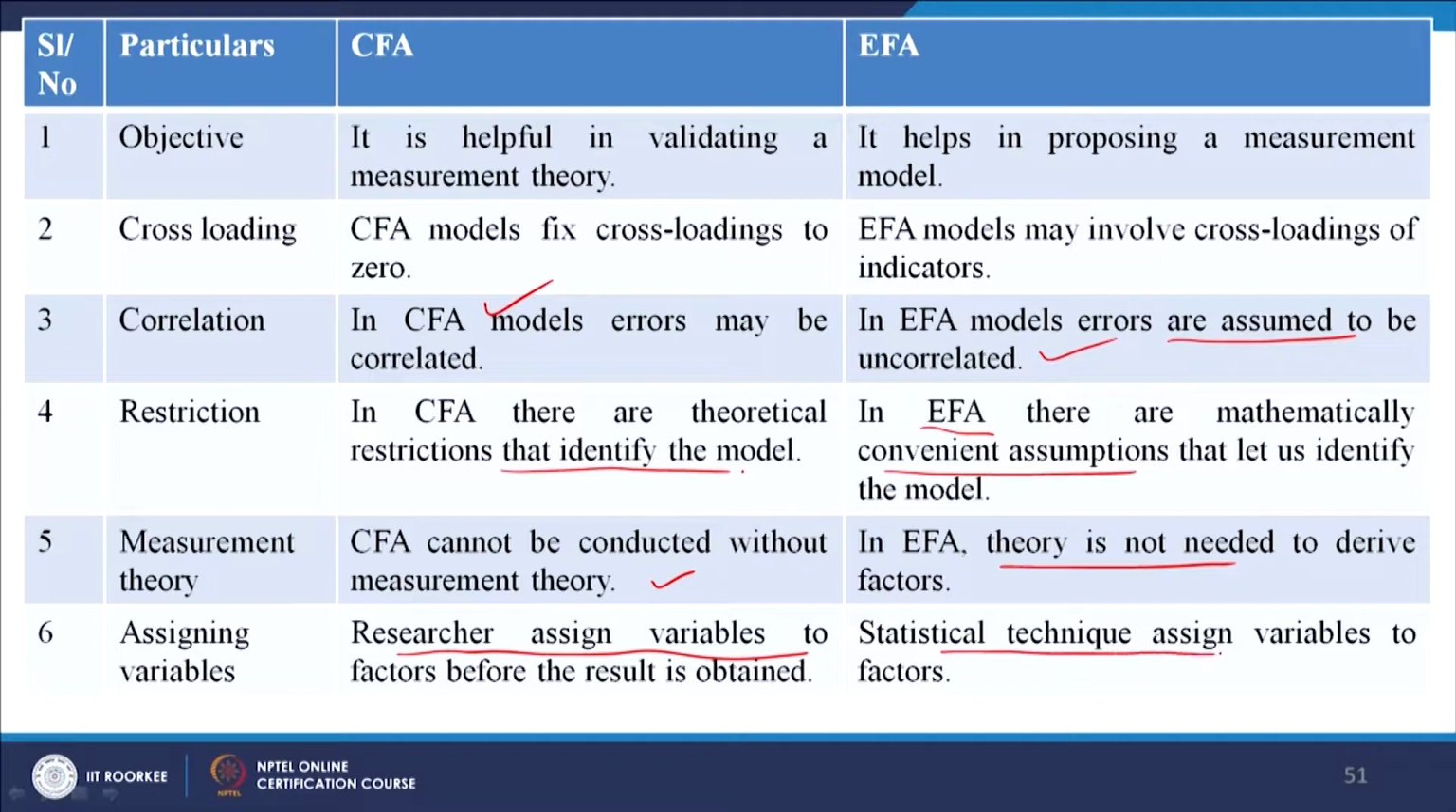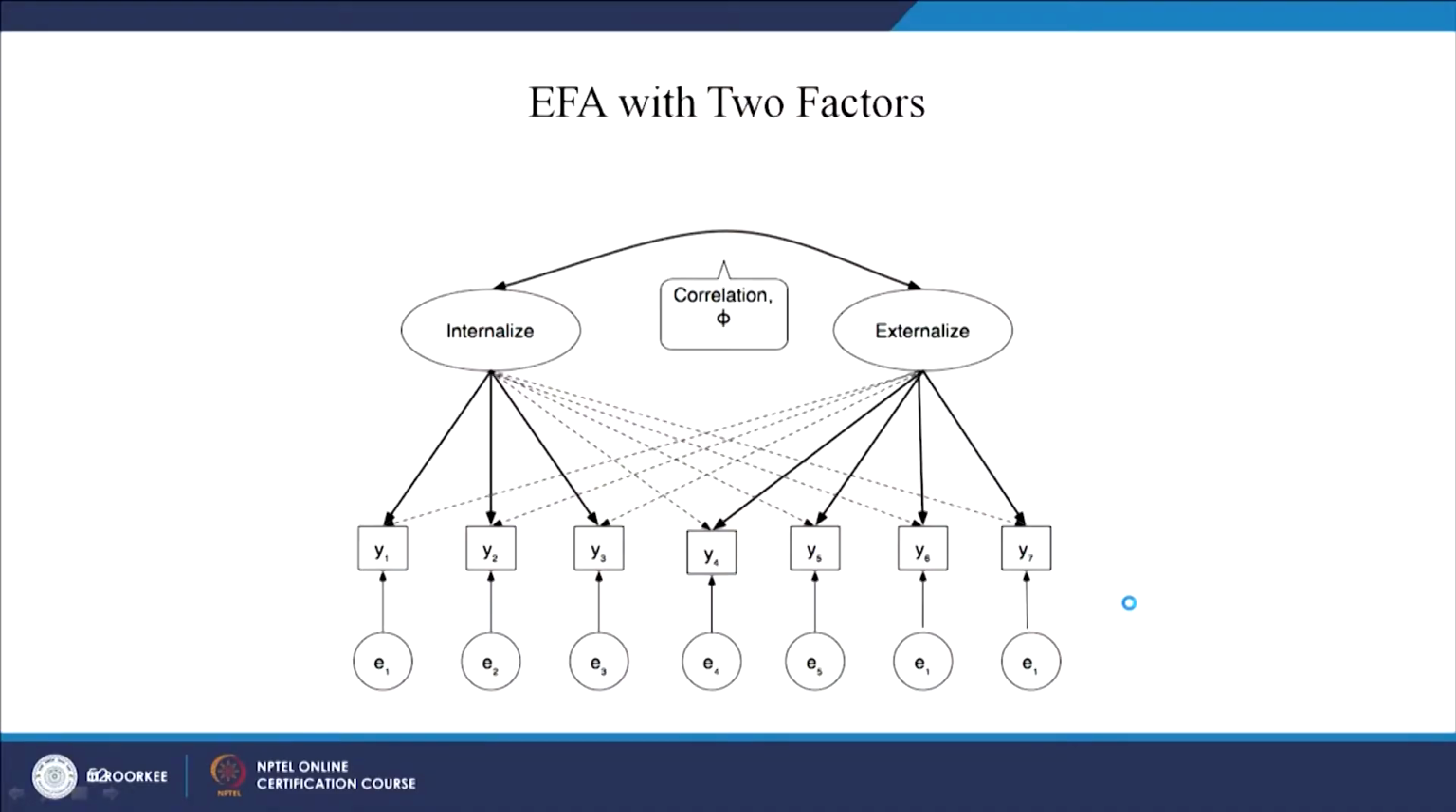Here, statistical technique assigns variables to the factors. So, we have done it through different ways, through eigenvalues, through extraction of factors. So, we have understood how to assign the variables to the factors. Okay. So, this is the major difference. In a nutshell, EFA comes through statistics and you are exploring here, while CFA comes from theory, and the researcher has to build the theory before he goes for the statistical interpretation.